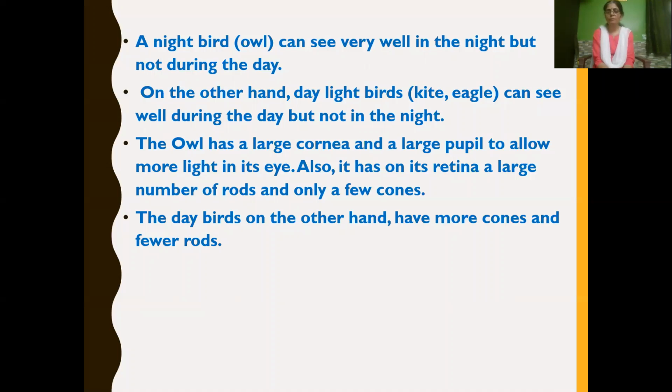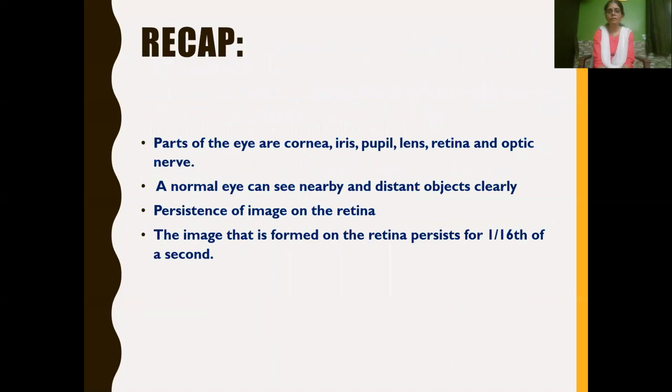And what about day birds like kite and eagle? They have more cones and fewer rods. Cones are responsible for bright light. And so children, in this session we have learnt about different parts of the eye like cornea, iris, pupil, lens, retina and optic nerve. Then a normal eye can see nearby objects and distant objects clearly.